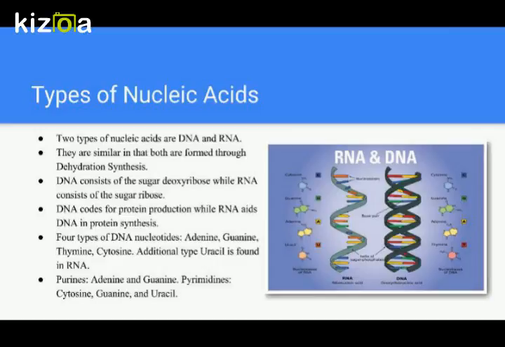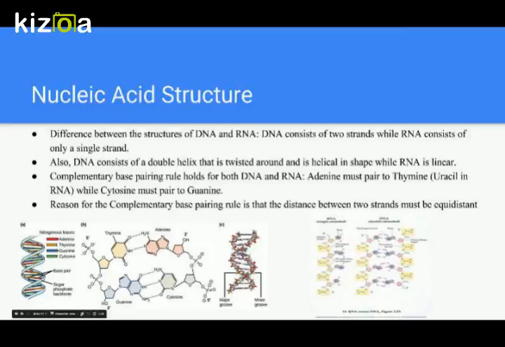There are 4 types of DNA nucleotides: adenine, guanine, thymine, and cytosine. An additional type, uracil, is found only in RNA. Also, adenine and guanine are longer, having a double carbon ring, and are known as purines, while cytosine, thymine, and uracil are shorter, having a single carbon ring, and are known as pyrimidines.